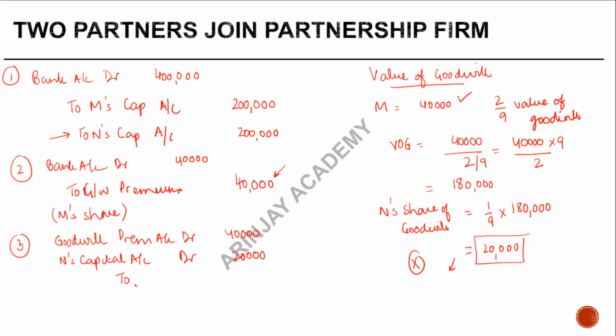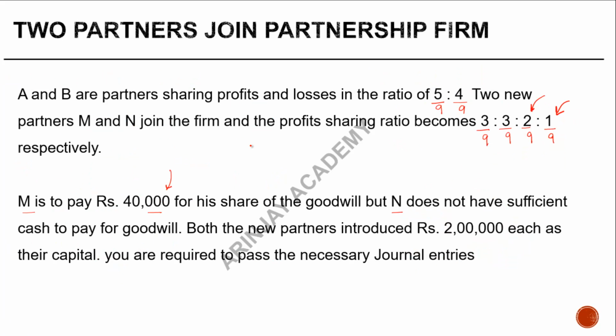Now this credit has to go to the existing partners. Who are the existing partners? A and B. In what ratio? The sacrifice ratio. So let's find out the sacrifice ratio for A and B. The sacrifice for A will be his old share, which is 5/9, minus the new share, which is 3/9. Take the LCM. 5 minus 3, 2/9 is what is sacrificed by A.